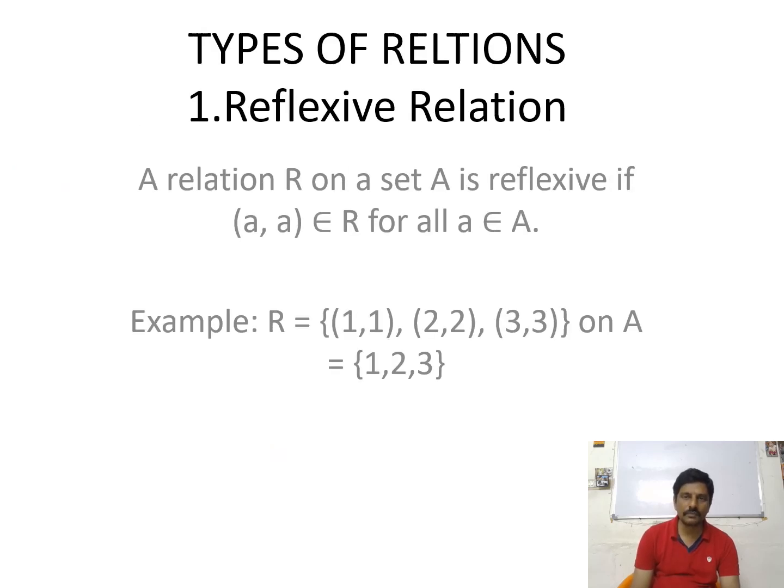Now, types of relations. The first one is the reflexive relation. What is a reflexive relation? A relation R on a set A is reflexive.